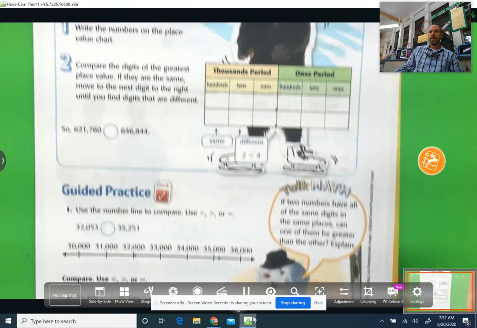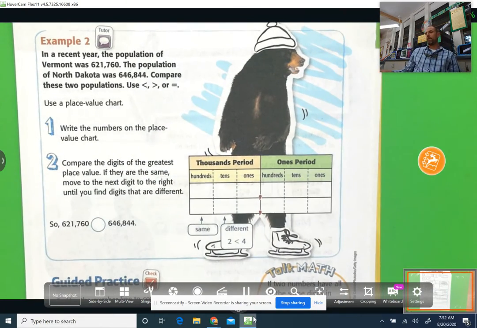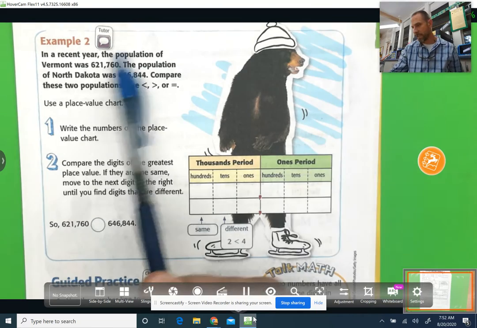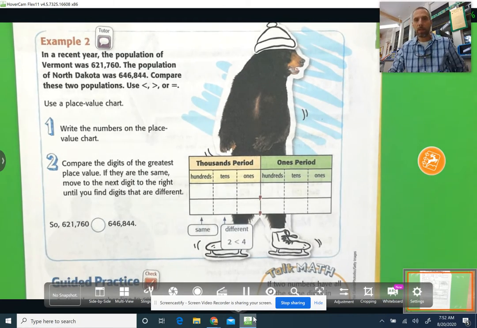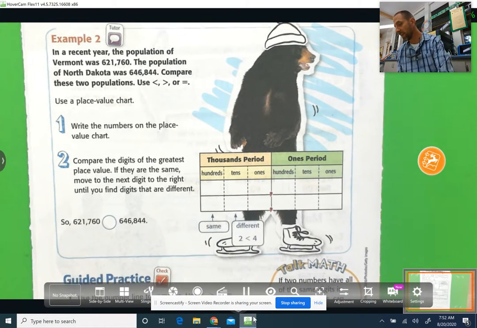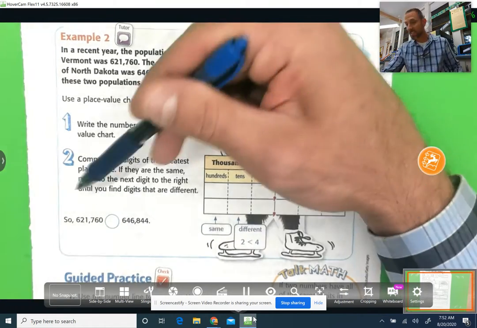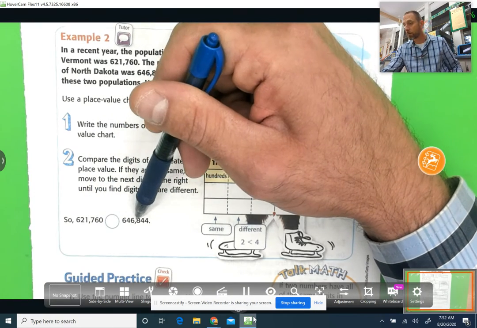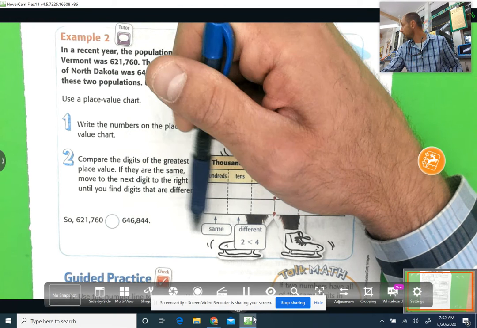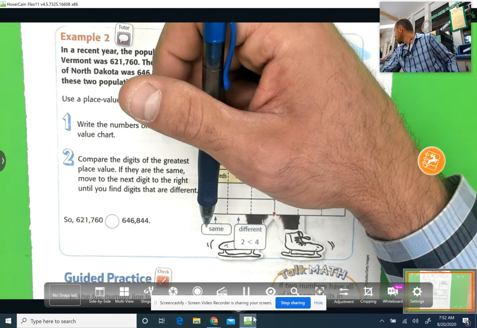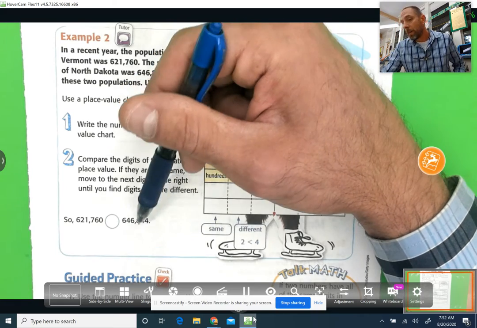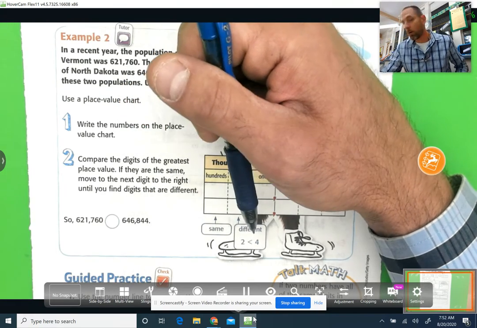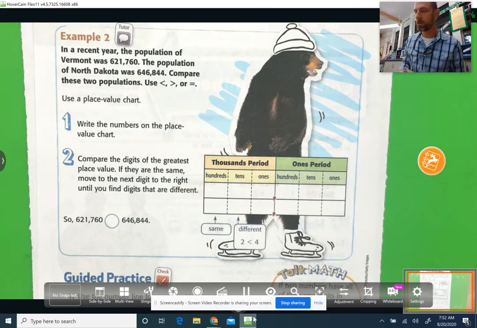Now, here's a great example of how to use the stack method. Again, we got a couple of numbers here. I can see them in the problem, and I know that the problem is bringing meaning to these numbers. And so we have 621,760 and 646,844. So we need to think about which number is larger, which number is smaller. So we're going to use the stack method, and we're going to use a place value chart to do that.